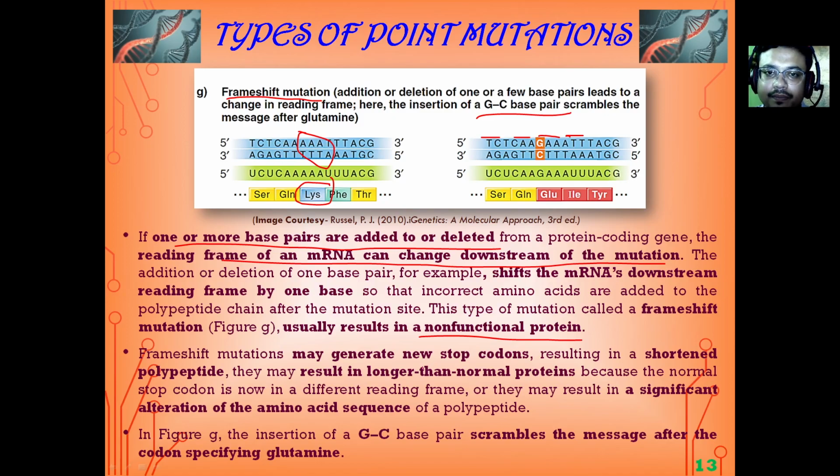And this frame shift mutation can also generate a stop codon, which can result in a shorter polypeptide, or it can result in a longer than normal protein, or it can also cause significant alteration in the amino acid sequence of this polypeptide.